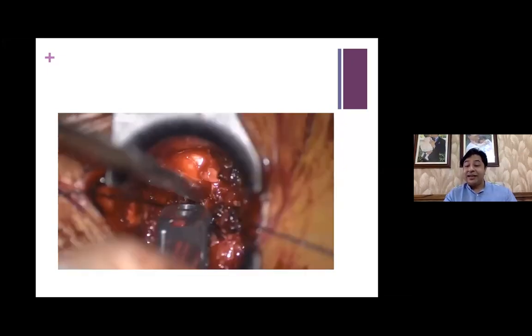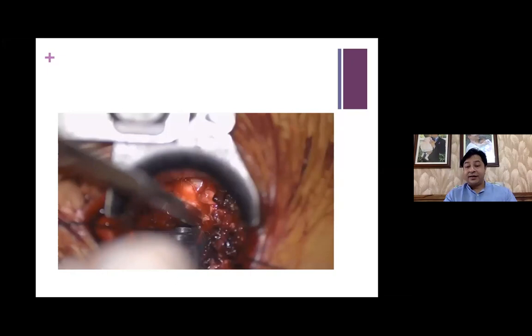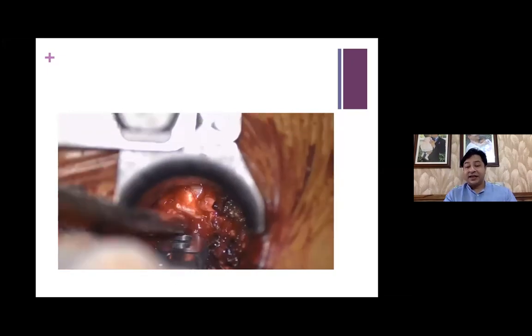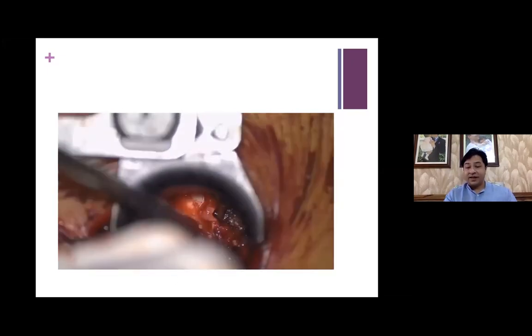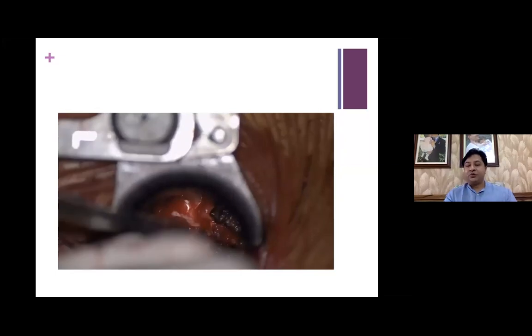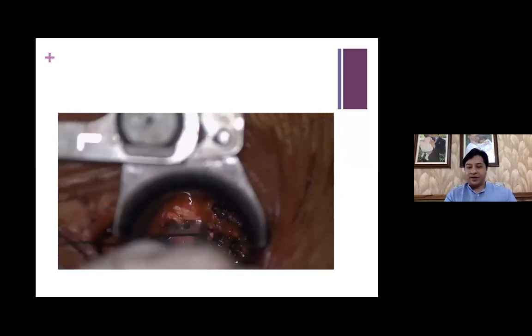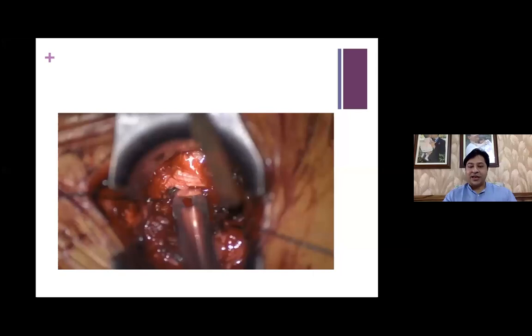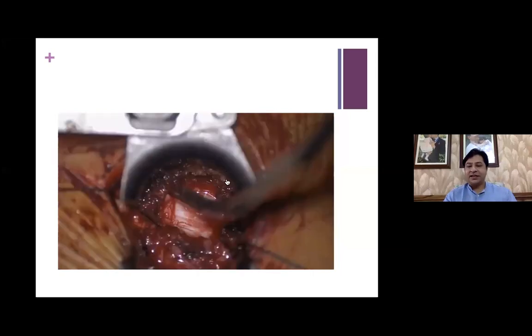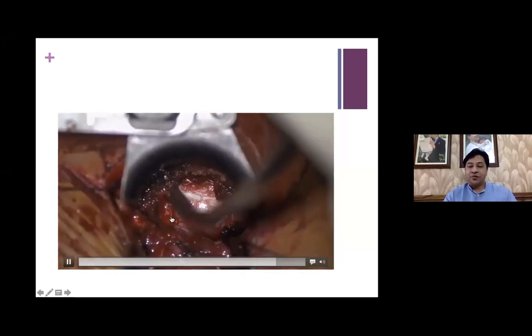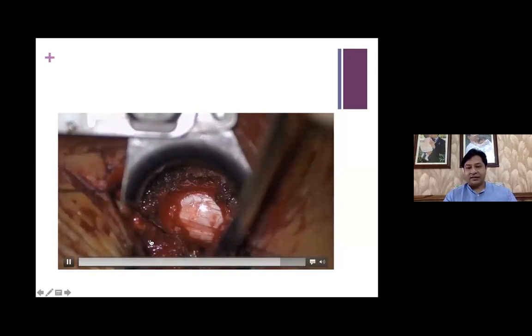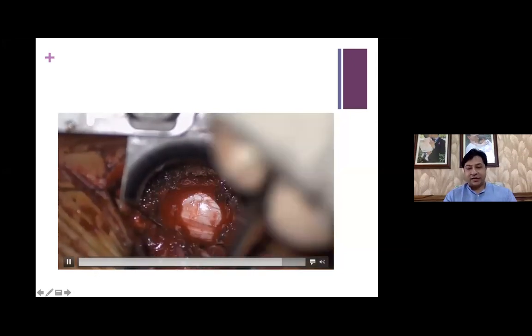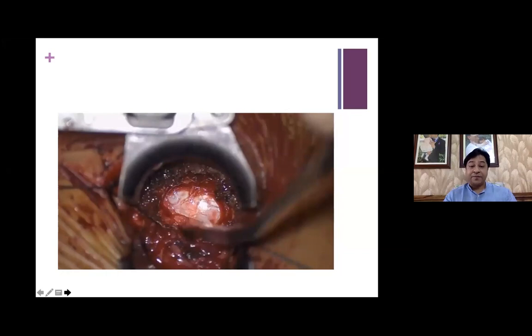And even at D12-L1, we could put a pretty decent sized cage. This is a 10 mm cage which is going in. The trick here is to do it under vision, that's it, and nothing more to it. And this is how the cage goes. And look at the decompression. This is the decompression which we could do after the posterior decompression after doing this TLIF.